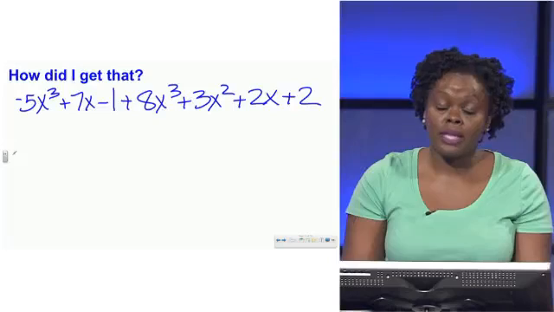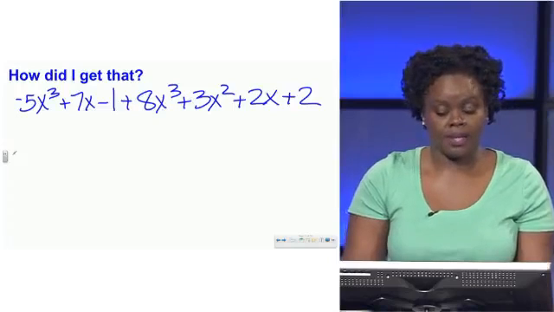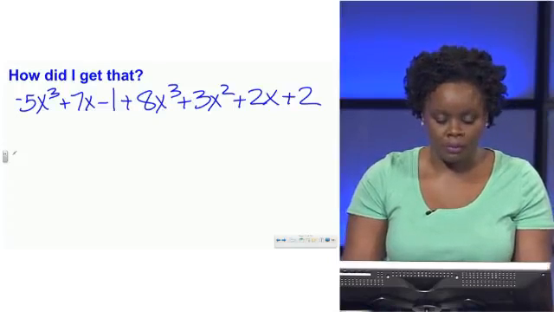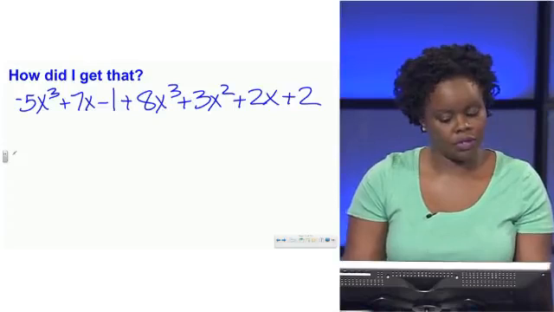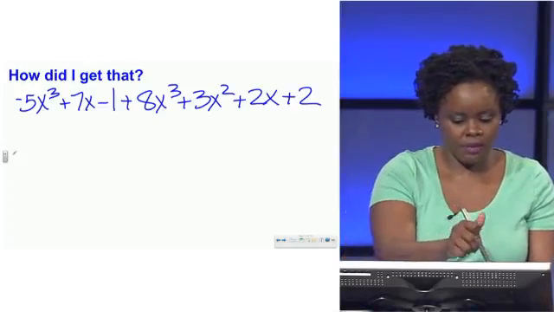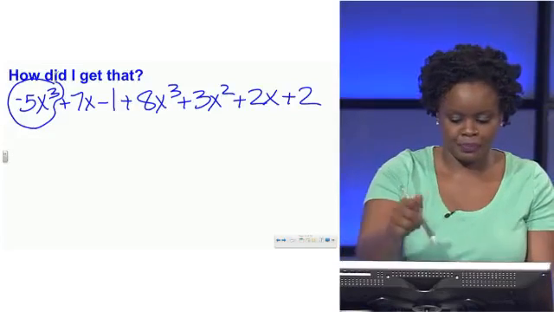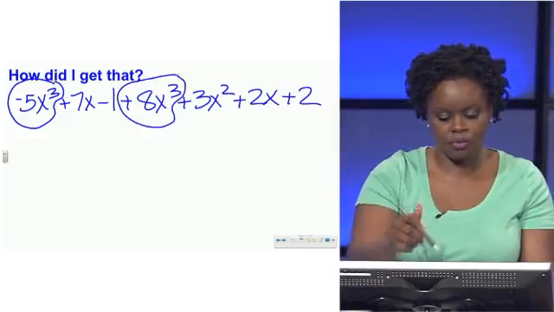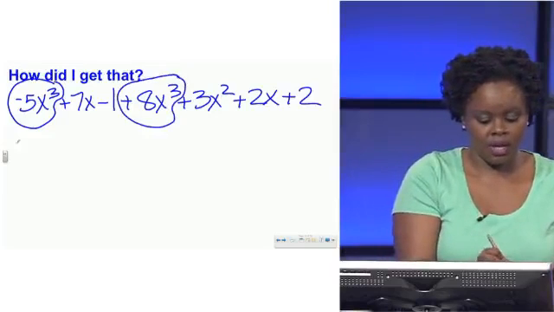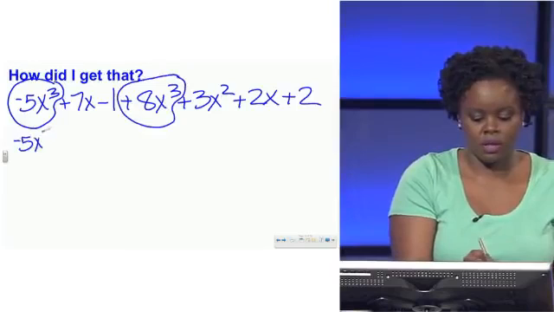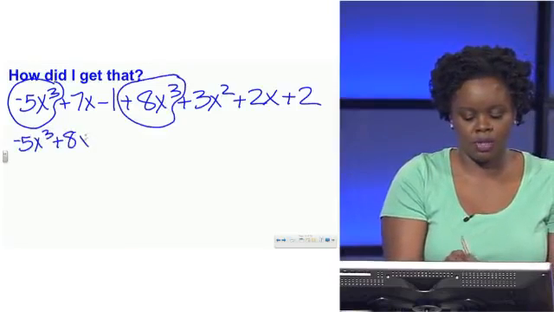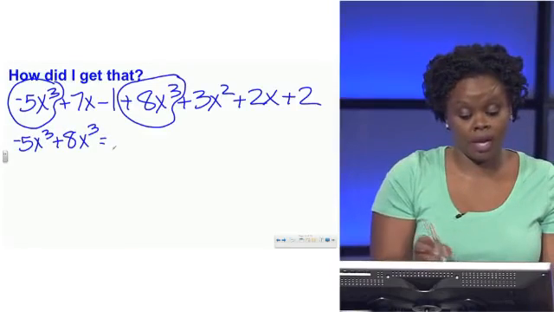All righty. Okay, so now I'm at the point where I'm looking for my like terms to combine. And because I know I want my answer in standard form, I'm going to start with my largest exponents first. I see that I have negative 5x cubed and this positive 8x cubed, right? So negative 5x cubed plus 8x cubed, that's 3x cubed.